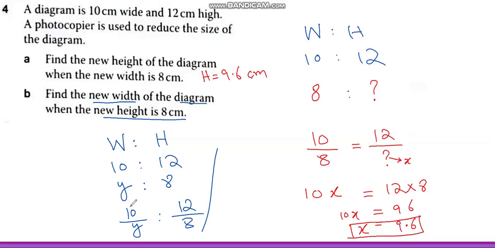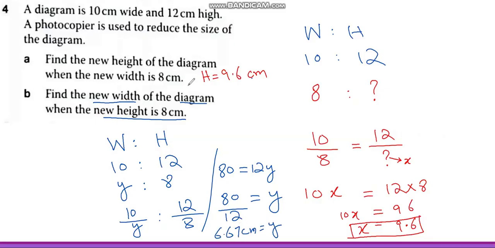We can do cross multiplication. That can be 80 equals 12y. And if we divide both sides by 12, we will get 80/12, and y will be 6.67. So when the height is 8 centimeters, the width will be 6.67 centimeters. I just rounded off this value. Let's proceed to the next question.